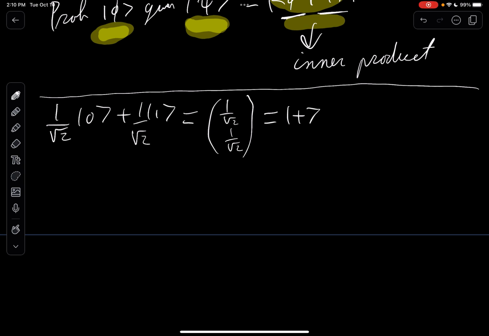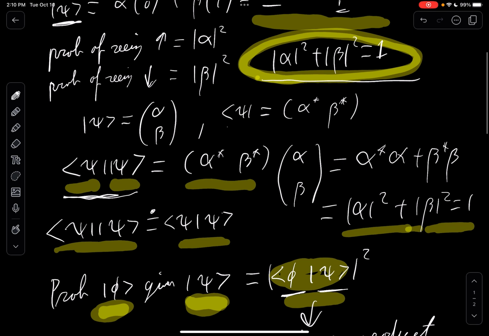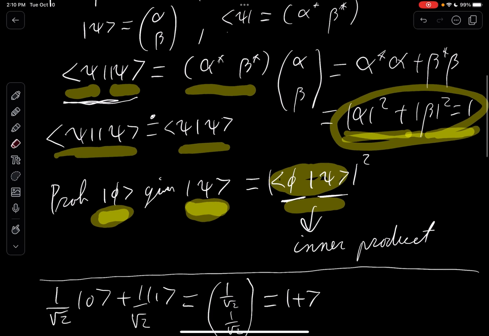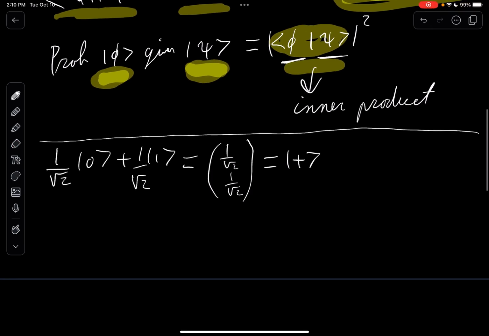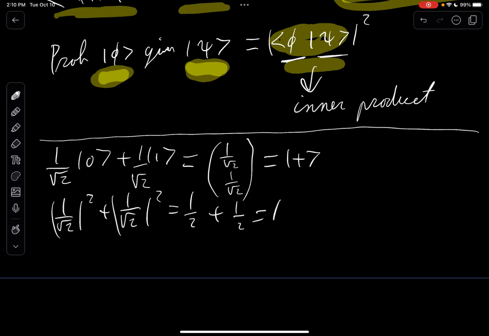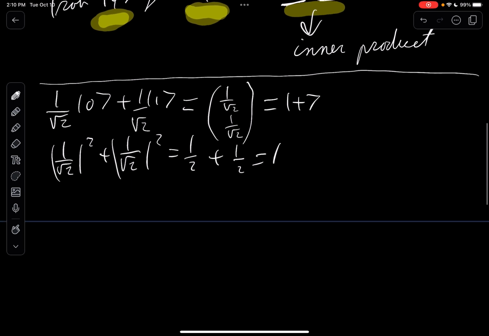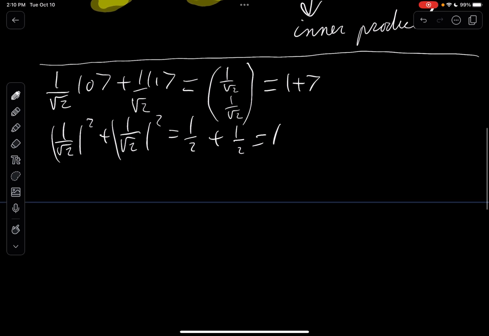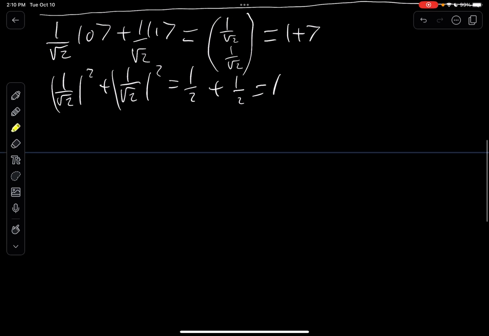Let's check whether this constraint is satisfied. In this case, alpha is 1 over square root 2. If we square that, we get a half. Same thing for the beta term. So this is just a half plus a half, which equals 1. So that definitely works. We could also, instead of having a plus here, have a minus sign.